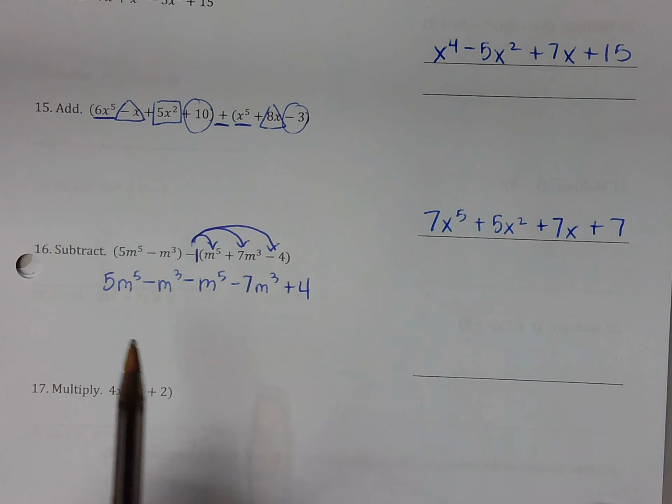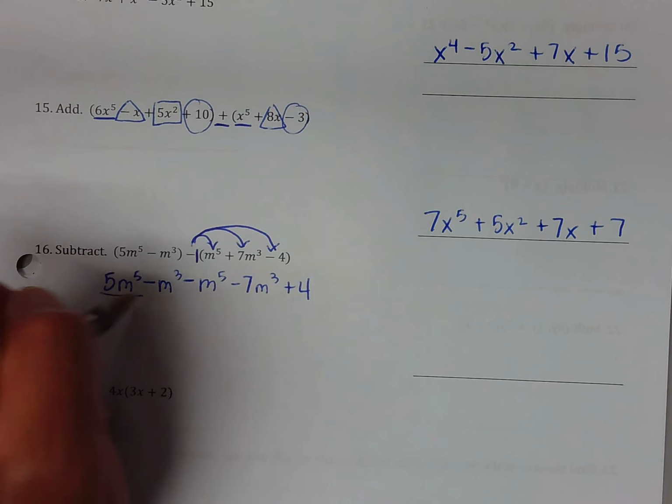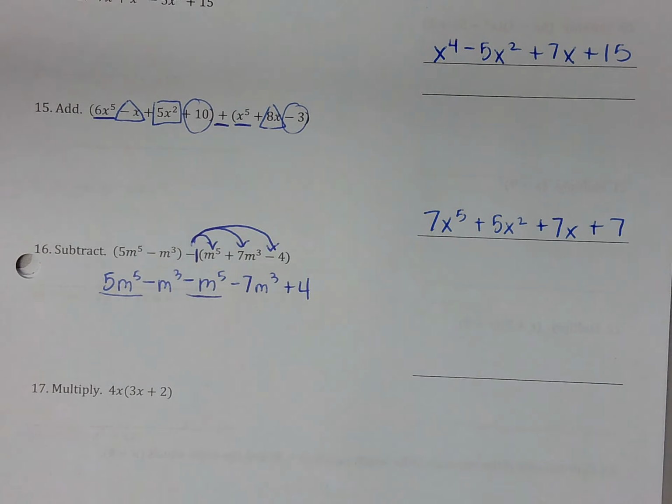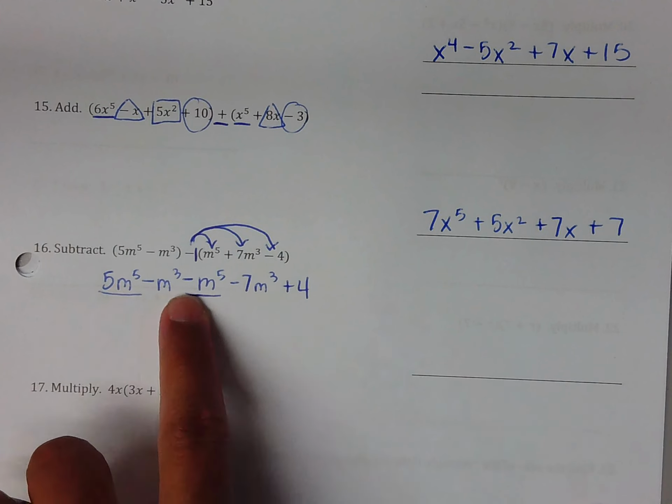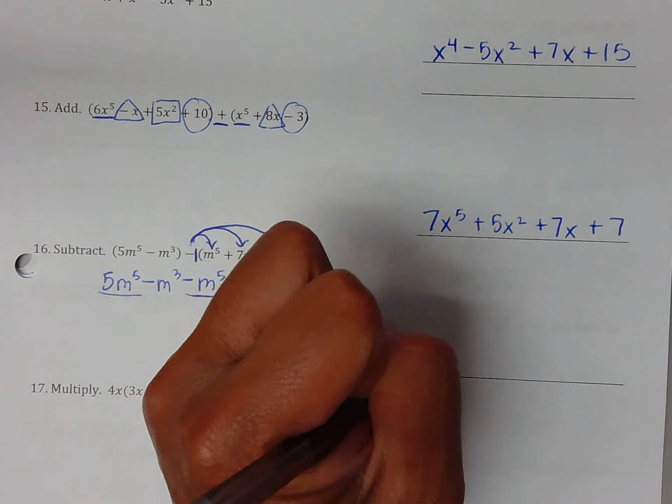All right, so same thing here. Now we just combine like terms. Now we just have 5m to the 5th. We can combine that with that. Right, 5 of something minus 1 of those things gives me 4m to the 5th.